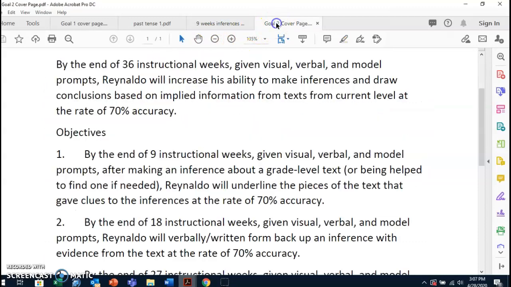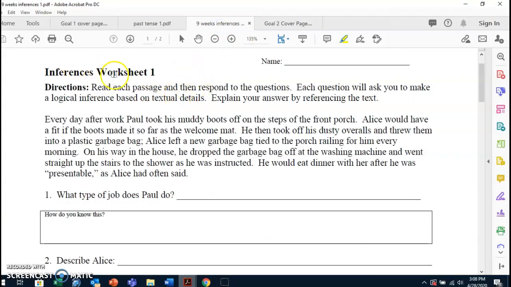So for your goal number 2, by the end of 9 instructional weeks, given visual, verbal, and model prompts after making an inference about a grade level text, Reynaldo will underline the pieces of a text that gave clues to the inference. So, gave clues to the inferences. So let's move on to your worksheet number 1 on your new IEP packet.